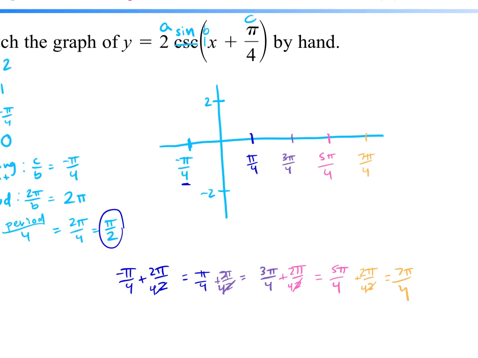Now this is a sine graph. Does sine start at 0 or start at the amplitude? Starts at 0. So I start at 0. At the next increment, I go to the amplitude. Be careful. A lot of people want to go to 2 here. We go to the next increment and then go up to the amplitude. We go to the next increment, go back to 0. Next one, we go to negative 2 and then back to 0. So this is my sine graph.